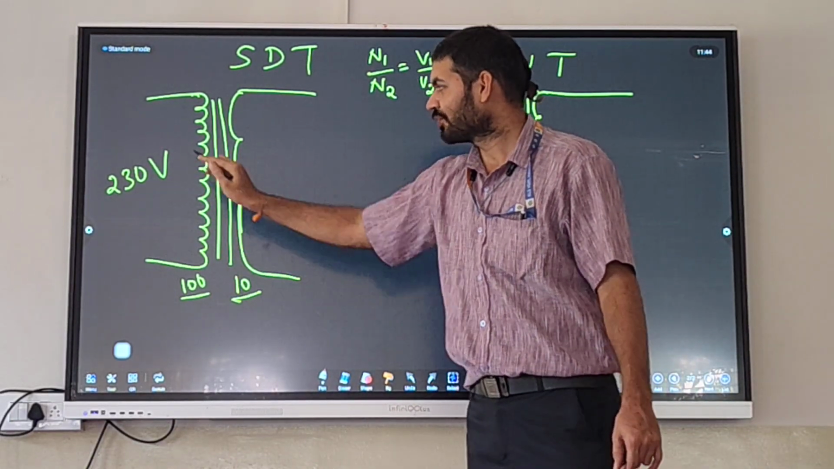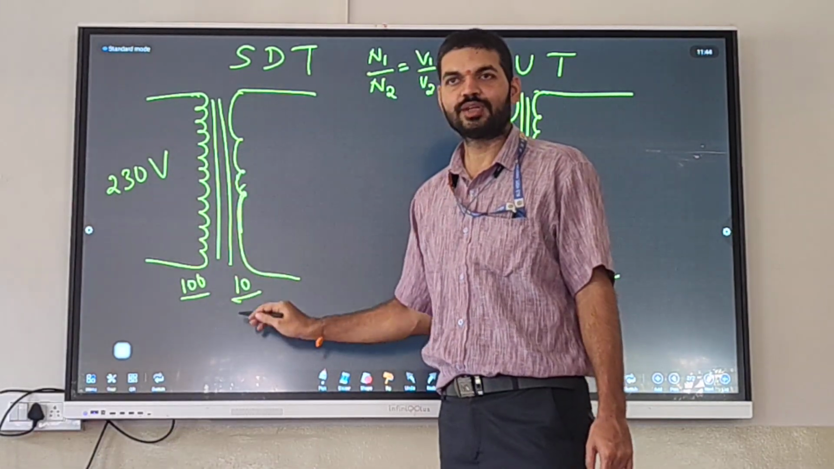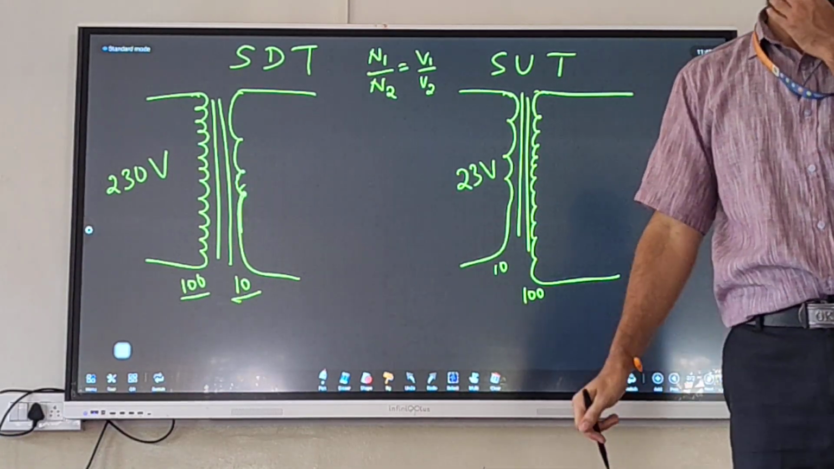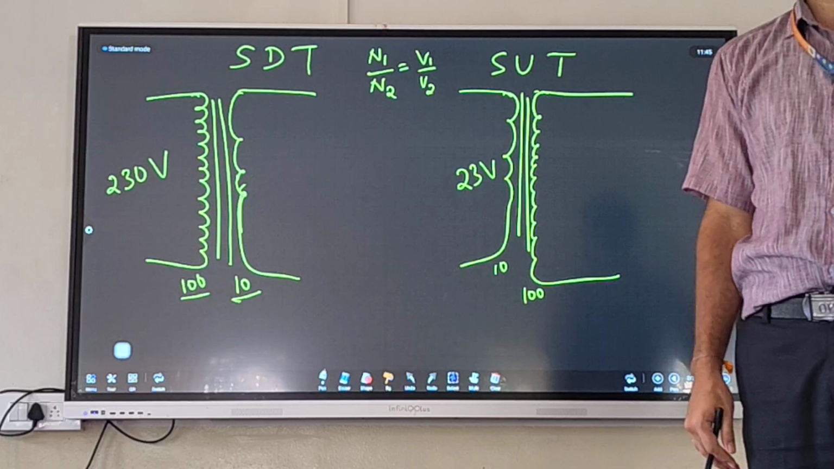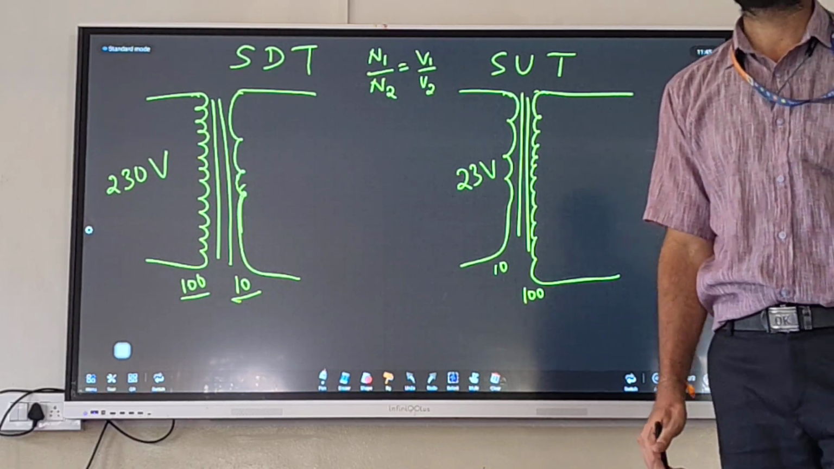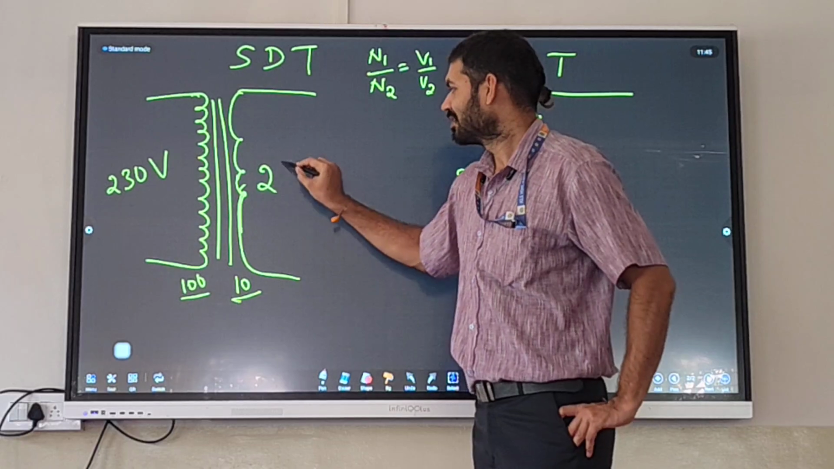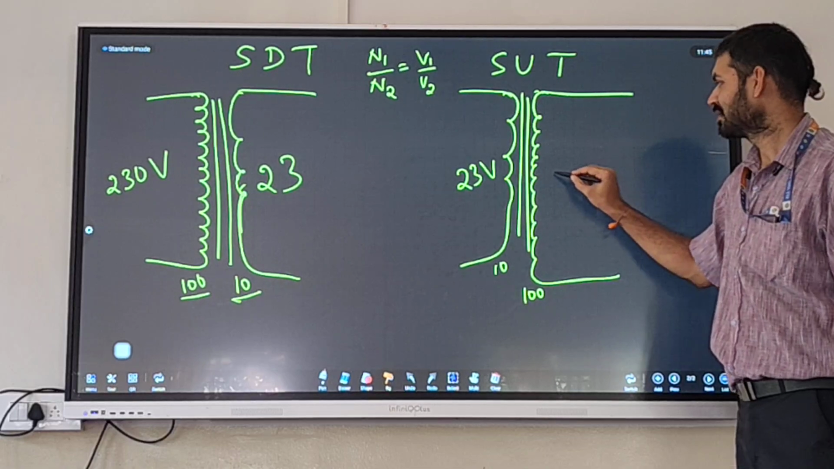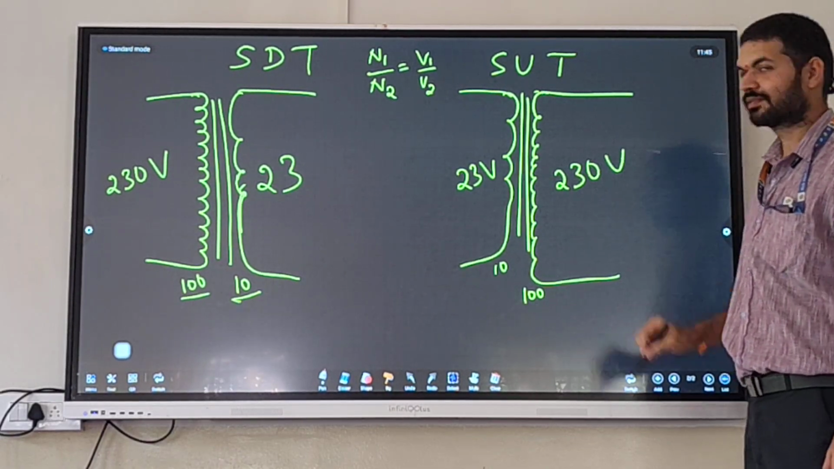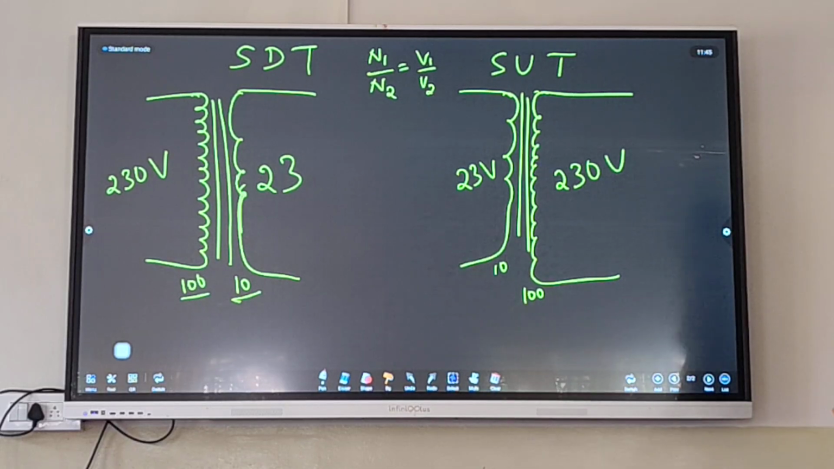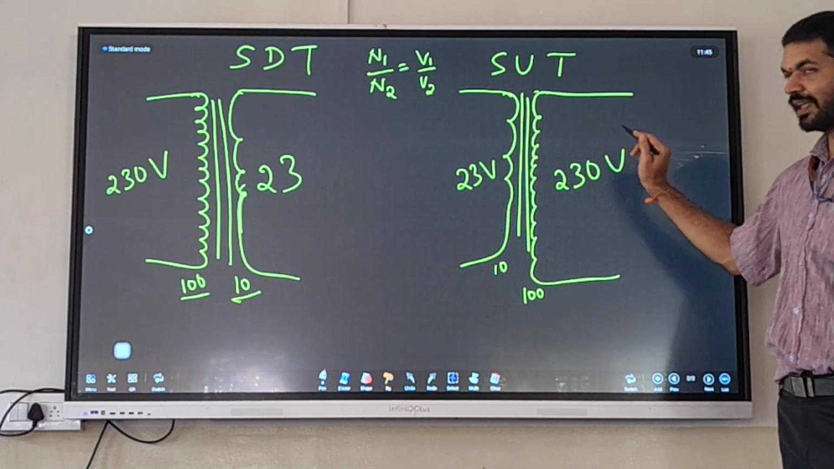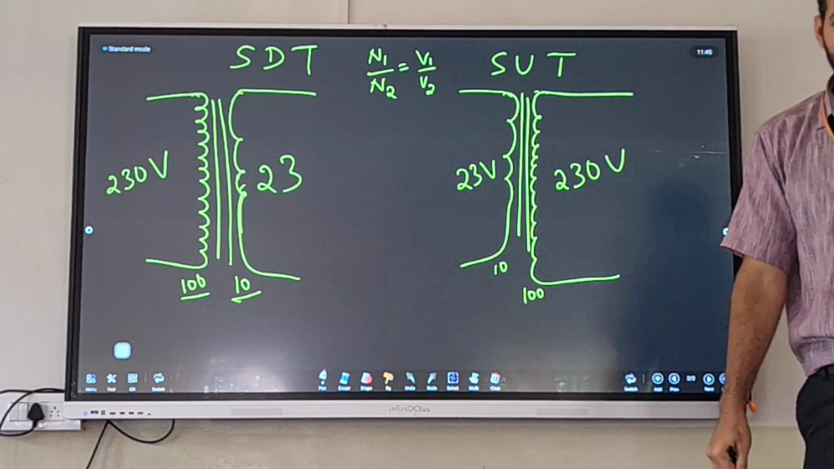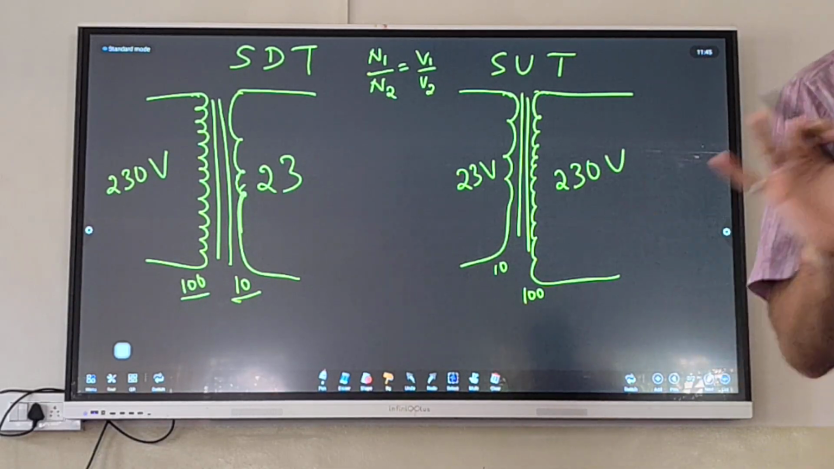You have three values. You have V1, you have N1, N2. We need V2. V2, how much? Here we have 23. So here how much will we get? 230 volts. Correct? Now my question is, consider this case, step up transformer. 23 volts is becoming 230 volts. So can I call a transformer an amplifier?